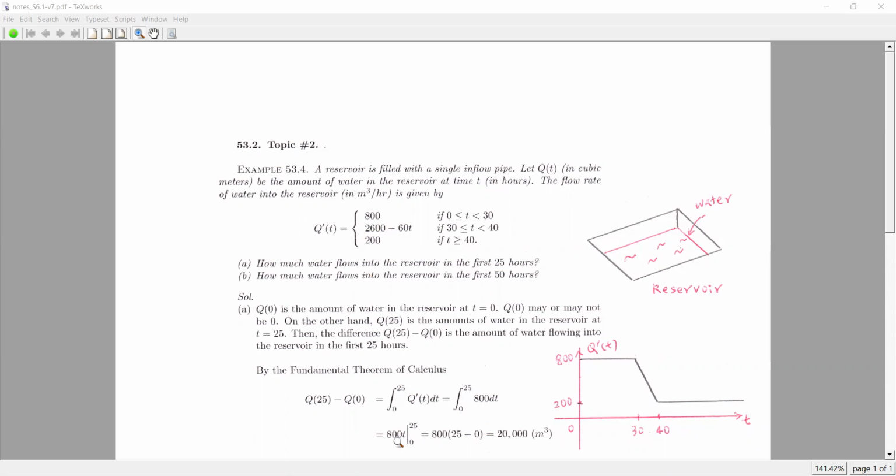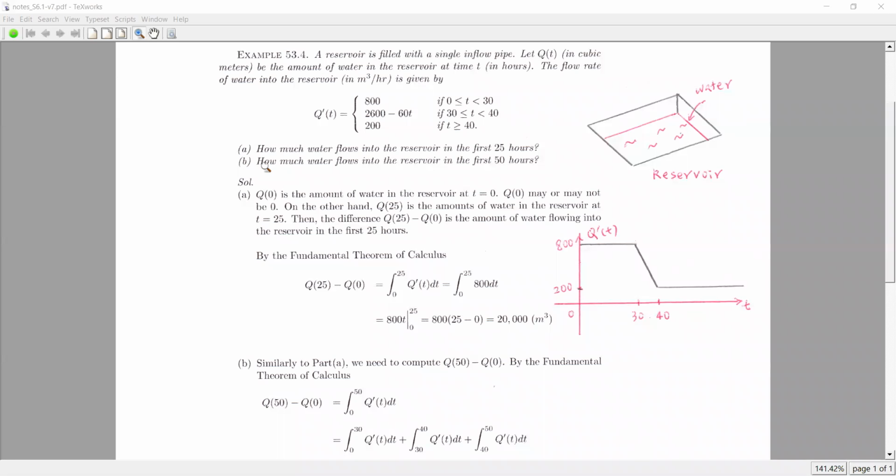It is 800 times t. Plug in the upper limit, plug in the lower limit, and take the difference. Then we get this integral is 20,000. That is, this difference is 20,000. Therefore, the conclusion to part A is 20,000 cubic meters of water flows into the reservoir in the first 25 hours.